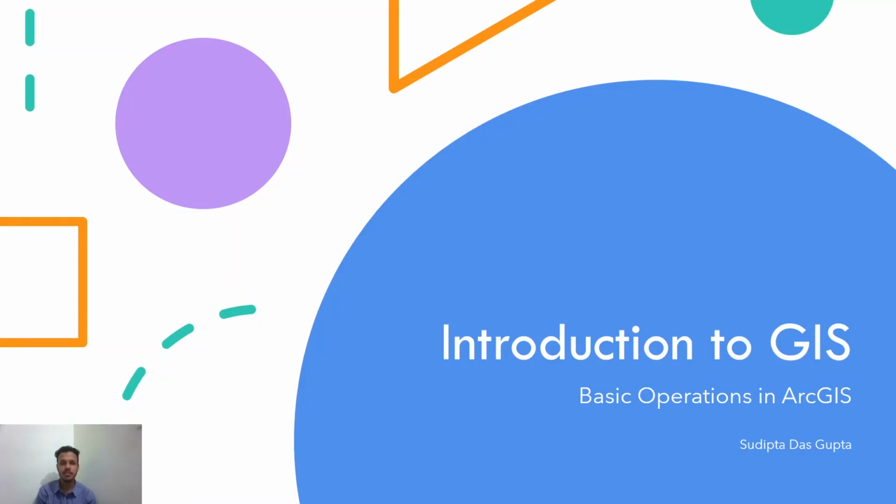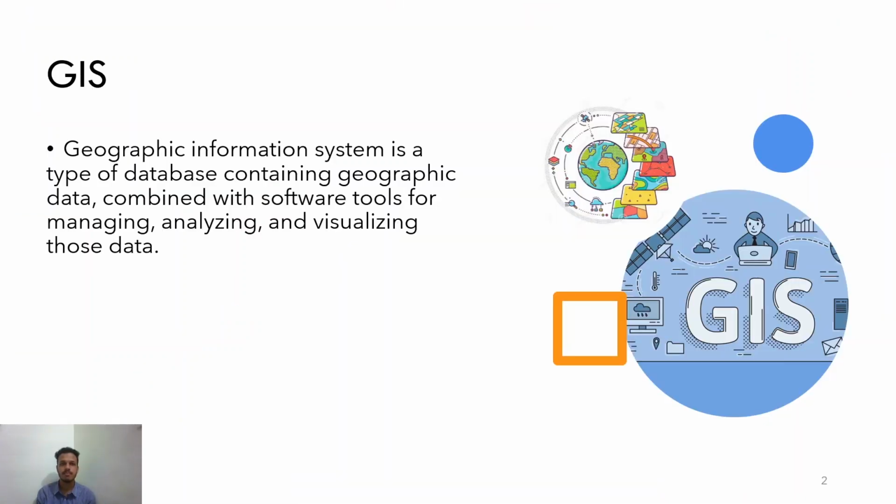Today I am going to talk about GIS and show you some basic operations in ArcGIS. First of all, we need to know what is GIS. GIS is Geographic Information System for managing, analyzing or visualizing databases which contain geographic information.